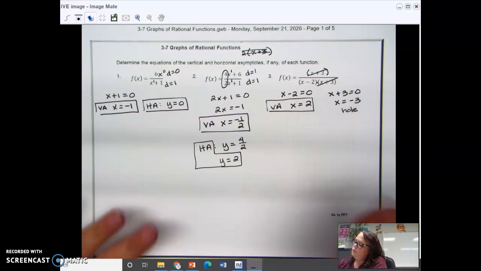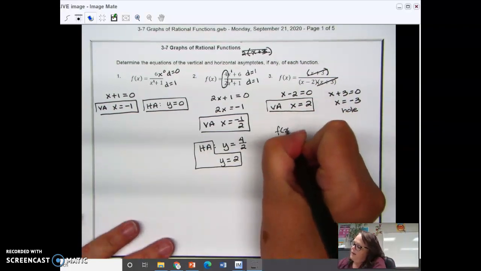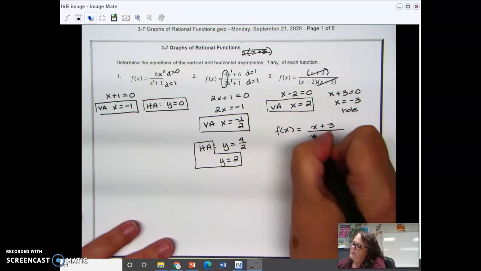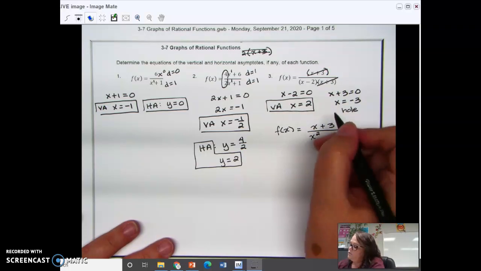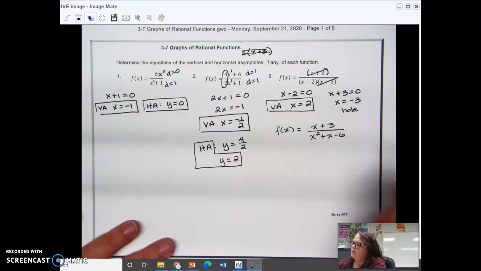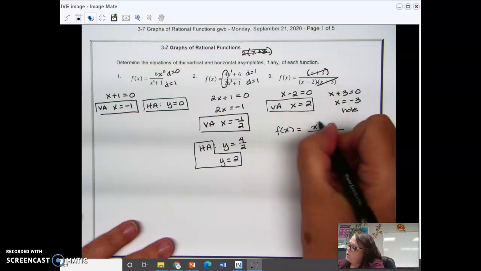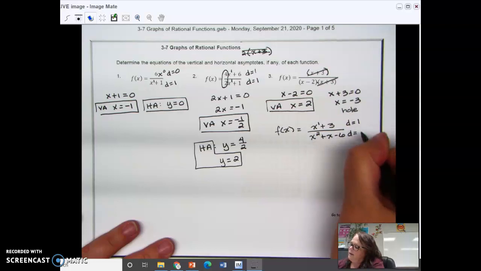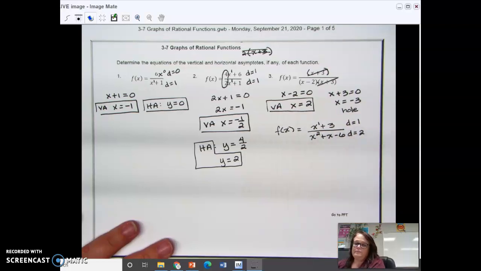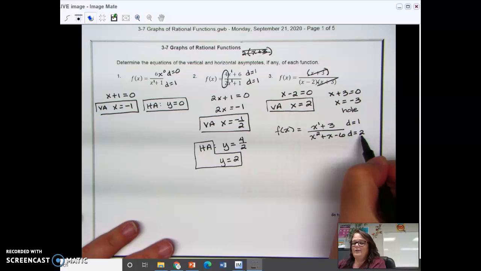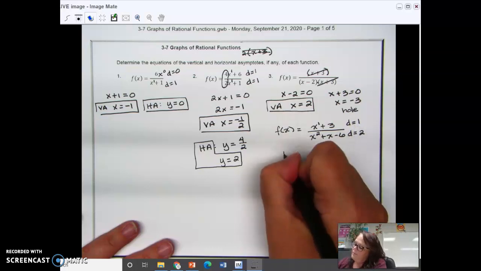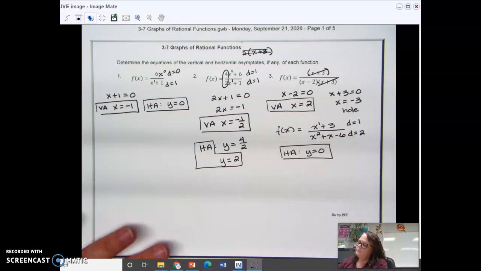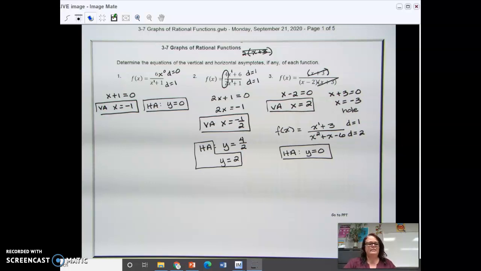So then if I went to FOIL this, we would say that we would have f of x is equal to x plus 3 over, and we could do all the work if we want, but the main thing we need to know is we have an x squared. So just if you're curious, it would be plus x minus 6, but really the x squared is all I care about. So the degree of the numerator, the highest exponent of x is 1, and the degree of the denominator, the highest exponent of x is 2. And since the denominator has a higher degree than the numerator, that means that my horizontal asymptote is at y is equal to 0. So let's go to Desmos and check and see if that works out.